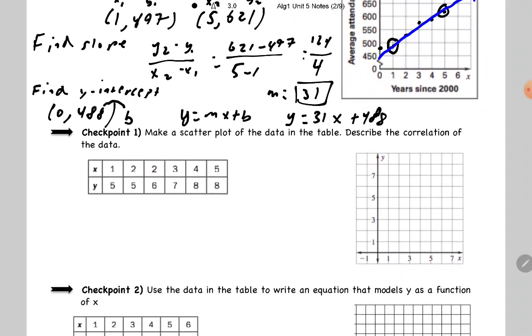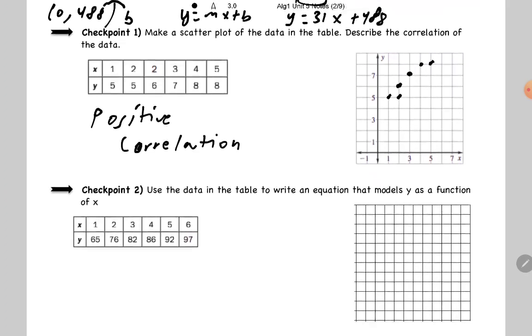Alright, checkpoint 1. Make a scatter plot of the data. Describe the correlation. Okay, so 1, 5, 2, 5, 2, 6, okay, 3, 7, 4, 8, 5, 8. So you can tell this is going upward from left to right, positive correlation.